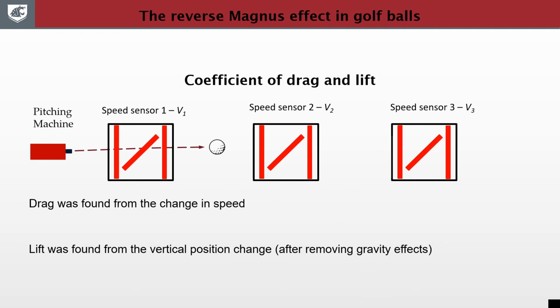In this experiment, ball speed and position were measured 3 times over its trajectory. Since the ball was traveling primarily in the horizontal plane, its horizontal deceleration and mass were used to find the drag force. Lift was found from the ball's vertical acceleration and ball mass. The vertical acceleration, in turn, was found from its vertical position and time, after subtracting the effect of gravity from its trajectory.